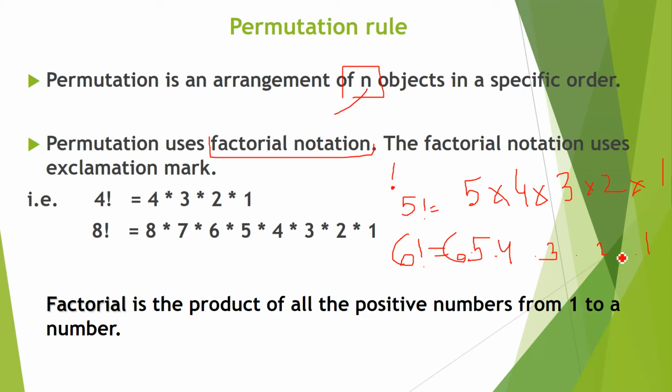You have to multiply. So permutation uses factorial notation. The factorial notation uses an exclamation mark, this one. Factorial is the product of all the positive numbers from 1 to a number. Product means multiplication. So 4 factorial is equal to 4 multiplied by 3 multiplied by 2 multiplied by 1. Similarly, 8 factorial is equal to 8 multiplied by 7, 6, and then 5, 4, 3, 2, 1.